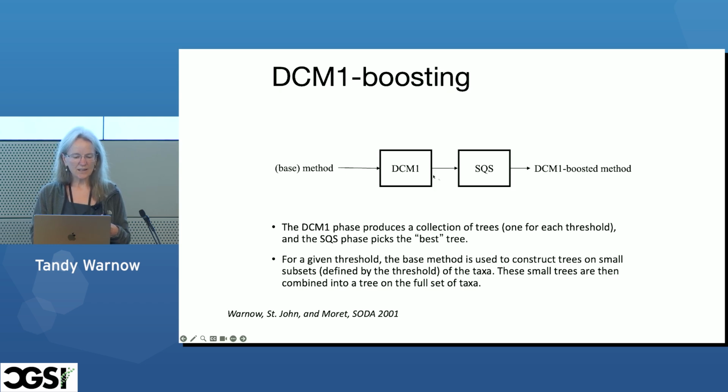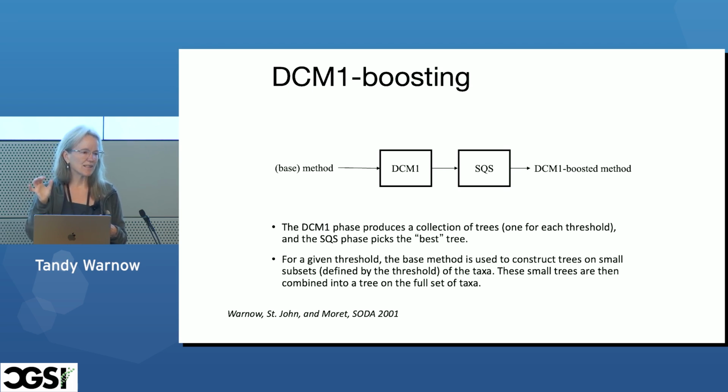So the idea is here. You have a data set and a method. In the first stage, you're going to break the data set into subsets. And how you break into subsets is by saying how large a diameter you're willing to consider. So you're using chordal graph theory to do this decomposition. You get a bunch of subsets, you get trees on the subsets, and then you combine them. So in this first stage, you're going to compute a collection of trees, one for each way of bounding the diameter.